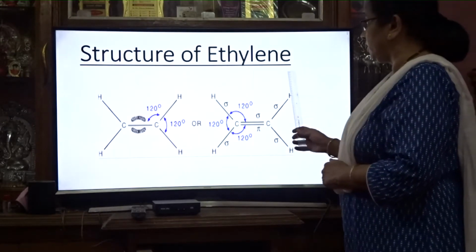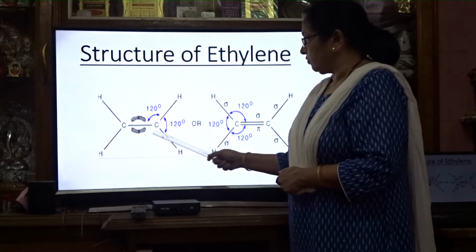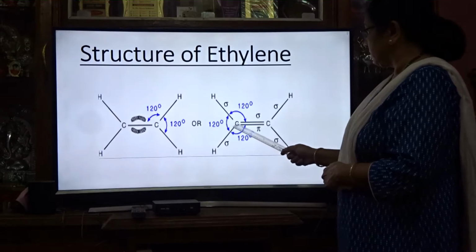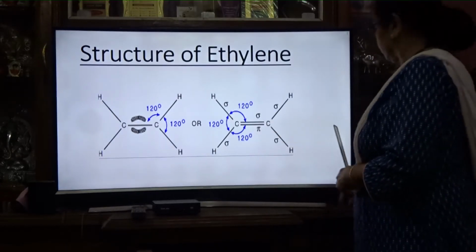This is the structure of the ethylene molecule, C2H4. The formula is C2H4. The bond angle is 120 degrees. You are seeing this is C2H4. This is the structure of the ethylene molecule.